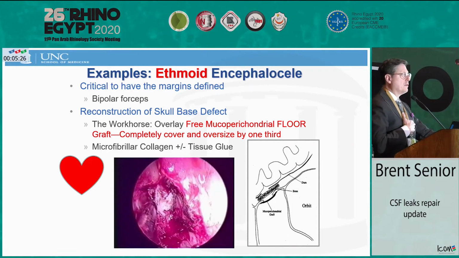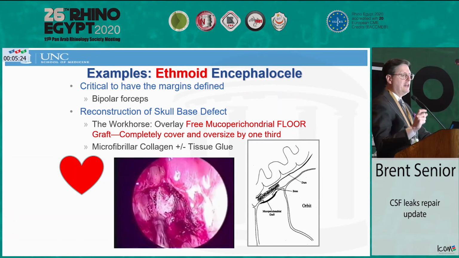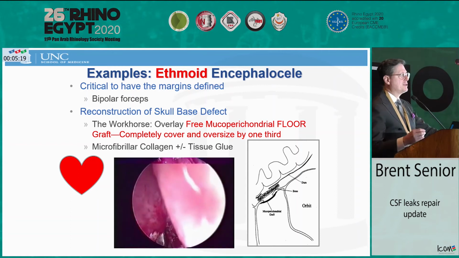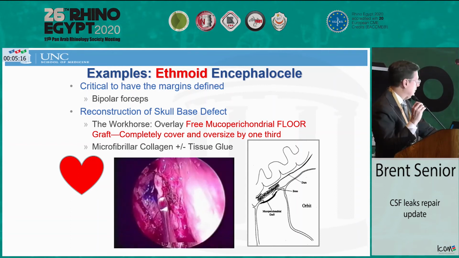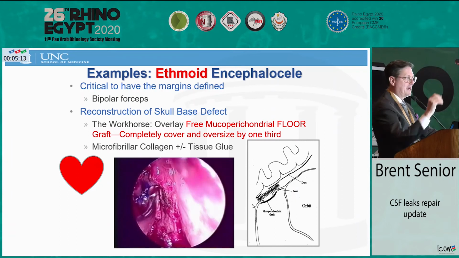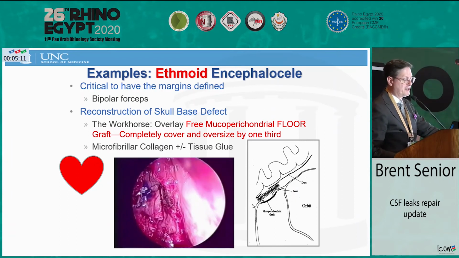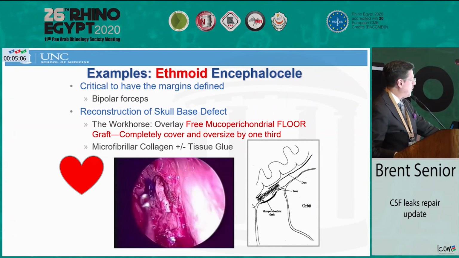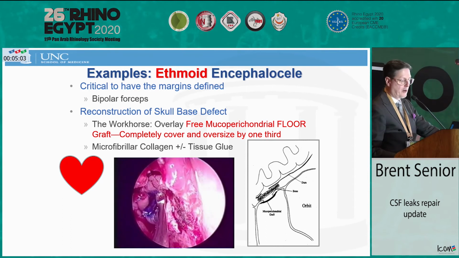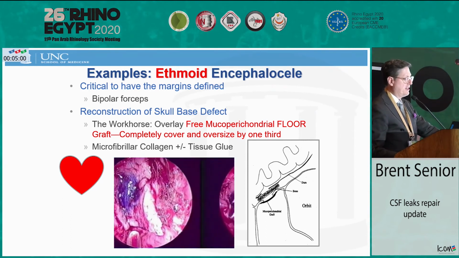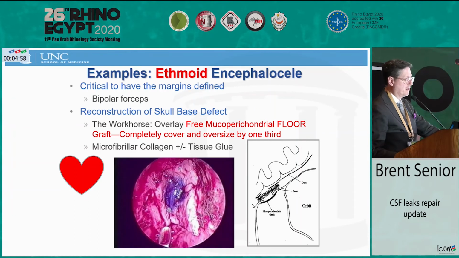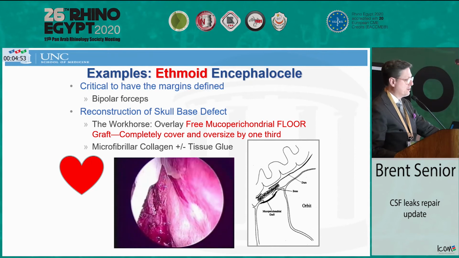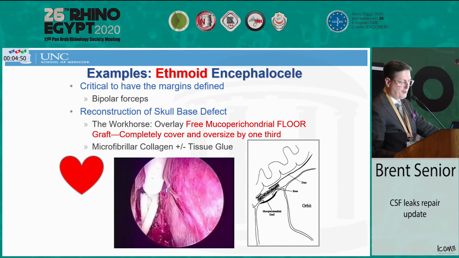My workhorse repair is using free mucoperichondrium. I like it. I get a nice, big, healthy piece of mucosa off the floor of the nose, and it really is a beautiful piece to lay up against the area of the defect and for it to take hold. Obviously, pedicle grafts are great. They can be quite helpful, but you certainly don't need a pedicle graft in every situation. I just cover these after I place the graft. I cover it with a little bit of microfibrillar collagen, maybe some tissue glue, and that's really about it. So it's fairly straightforward. It doesn't have to be a very complicated scenario.